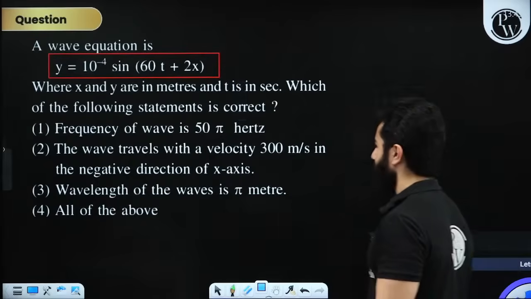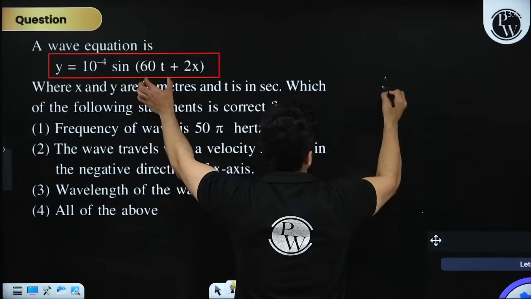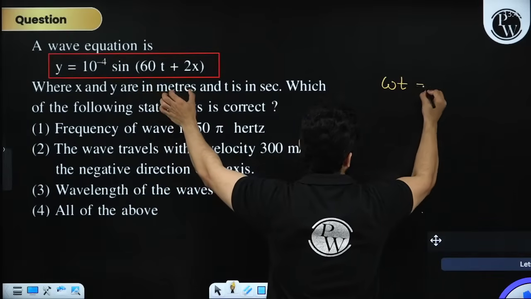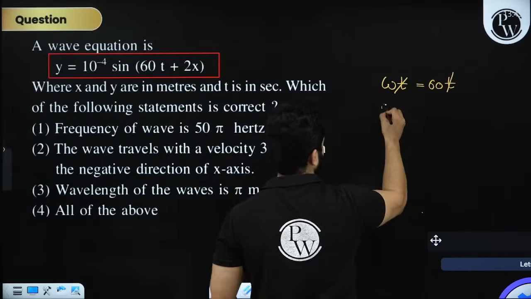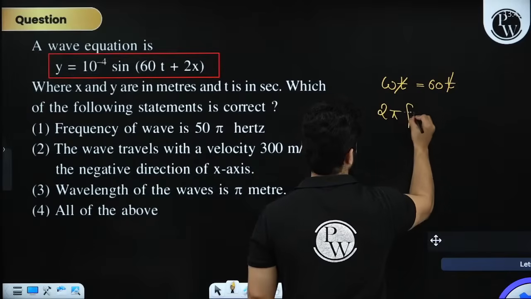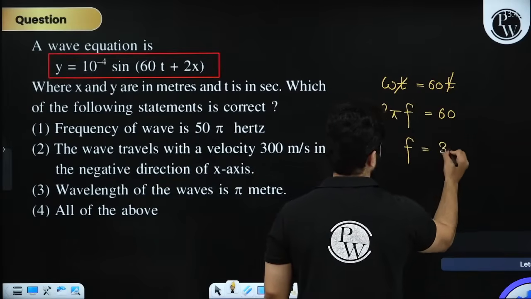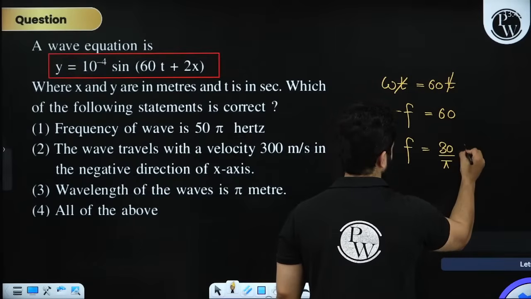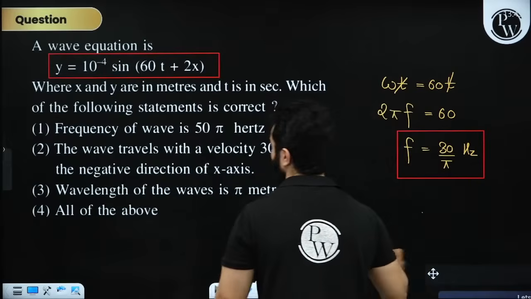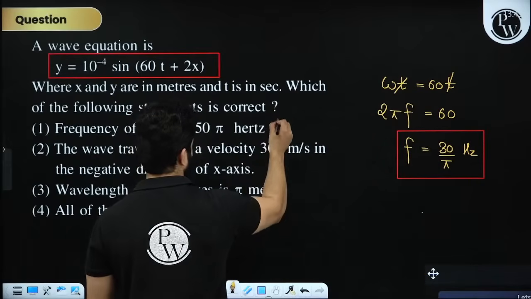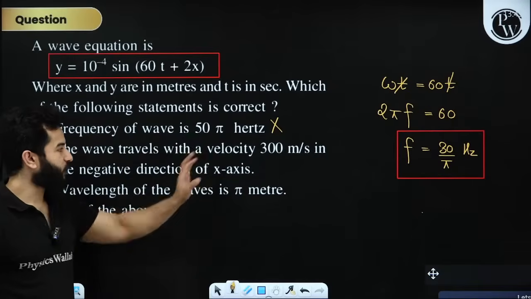First, let's compare this equation. If this is 60t, that means omega t will be equal to 60t. The t cancels out. Omega is 2 pi f, which is equal to 60, which means frequency will come out to be 30 upon pi hertz. This is sorted. So they were talking about frequency as 50 pi. This is wrong.